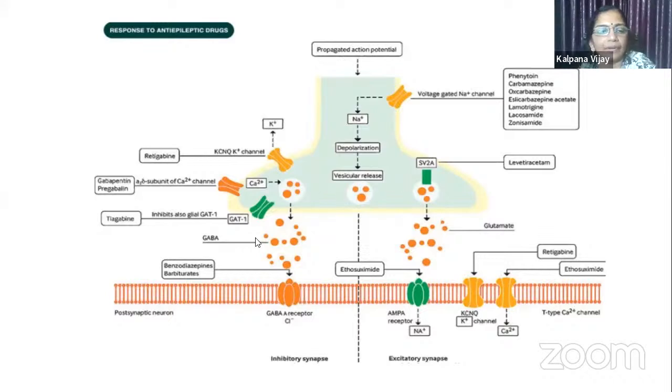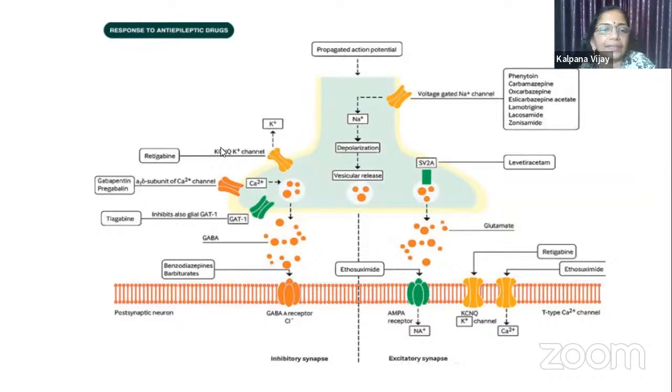Then this is a special one, the synaptic vesicle 2A protein, and from these vesicles the neurotransmitter will be released. So here the SV2A blocker is levetiracetam. It has a different mechanism of action. So levetiracetam acts on SV2A, the synaptic vesicle type 2A protein.